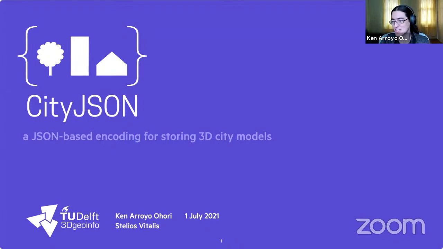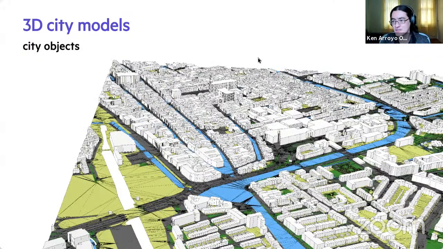As Ümit mentioned, Stelios and I would like to talk to you about CityJSON today, a JSON-based encoding for storing 3D city models. To start with, let me introduce 3D city models for those who are not familiar with them. These are digital representations of the environment. These are mostly of urban areas, but even though it has city in the name, actually it can be applied to all sorts of places.